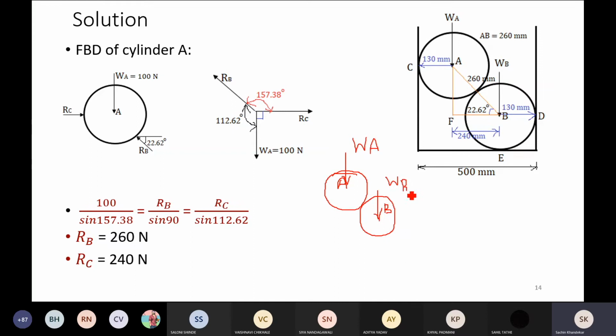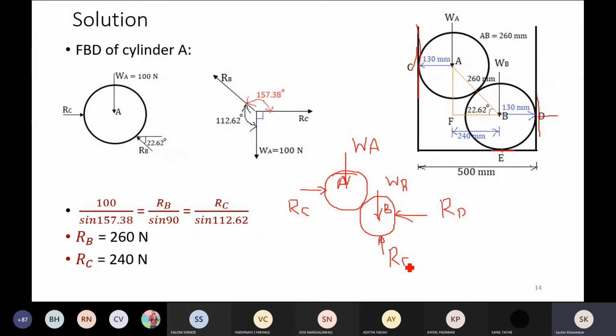Okay, then what next? We are replacing this vertical wall by its reaction, and hence there must be the reaction offered by the wall onto block A, say that is RC. Then the reaction offered by this vertical wall at D, and this is RD. Okay, and what next? The reaction offered by this horizontal floor at E, and this is RE.